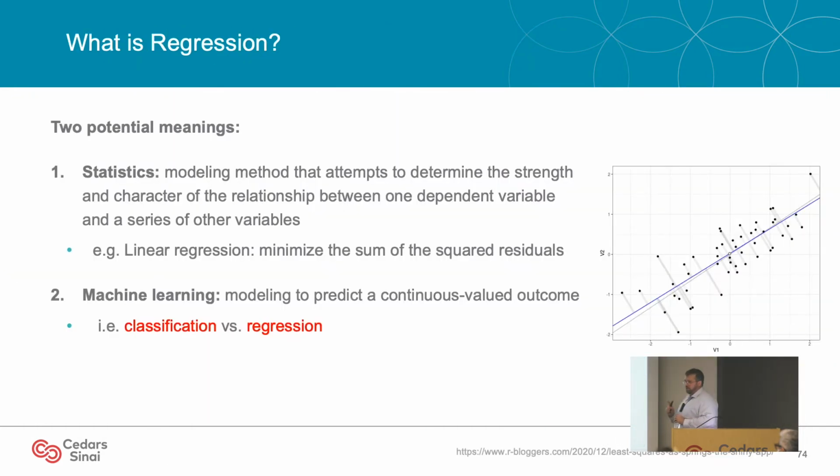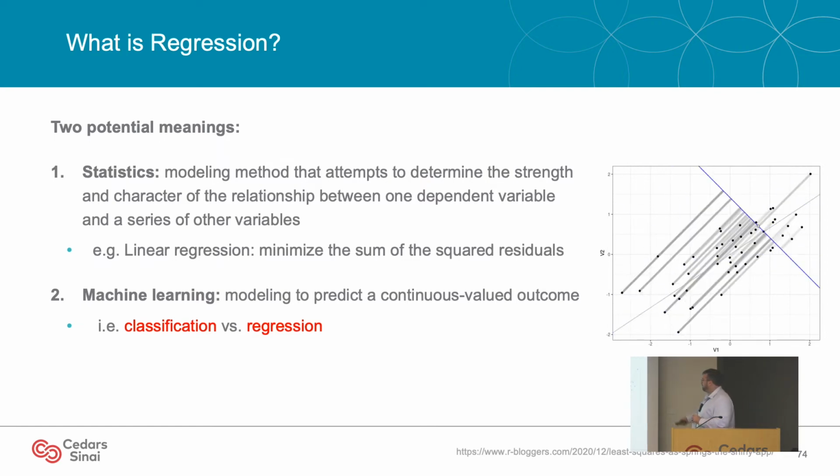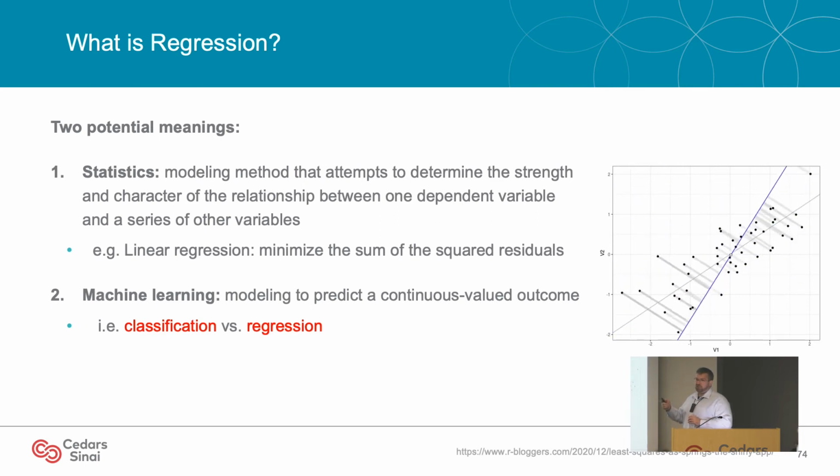At this point, let me take a moment to differentiate 2 ways to define regression. It kind of has 2 meanings depending on the field you're coming from. In statistics, regression just means you have a modeling method that's attempting to determine the strength and character of the relationship between one dependent variable and a series of other variables. Straightforward. So linear regression, logistic regression, you're fitting a line, right? In machine learning, when we hear regression, we're almost always talking about predicting a continuous valued outcome, a quantitative outcome, which is confusing because we have linear regression and logistic regression. One's doing classification, one's doing quantitative prediction.